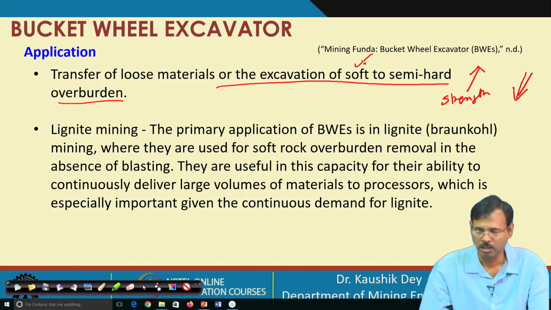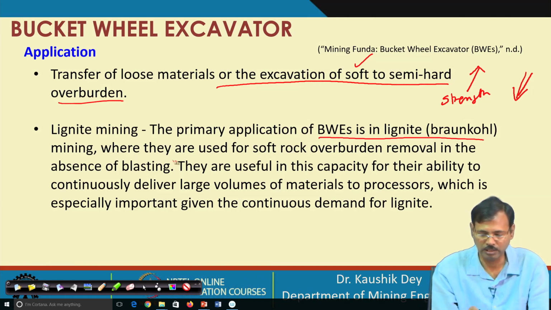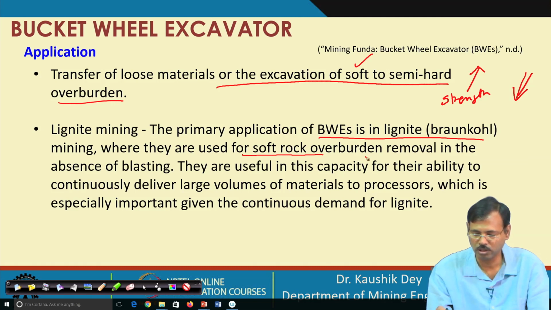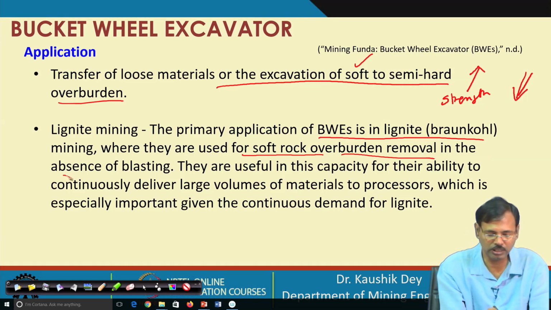material. In India, we are using it in lignite mines, and in Germany, the maximum number of bucket wheel excavators are under operation. These are mostly operated in lignite or coal mines, and these are soft rock overburdens. If the material is soft, like sand or coarse grain sand, in those cases also the bucket wheel excavator is used. The benefit is that this avoids the blasting.